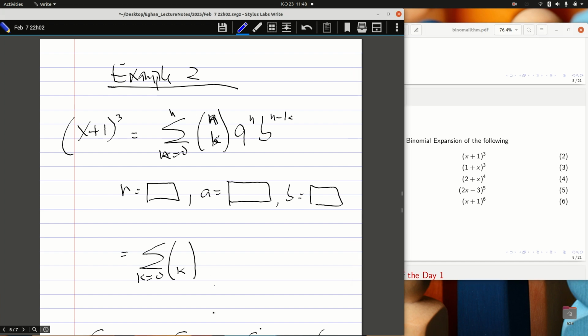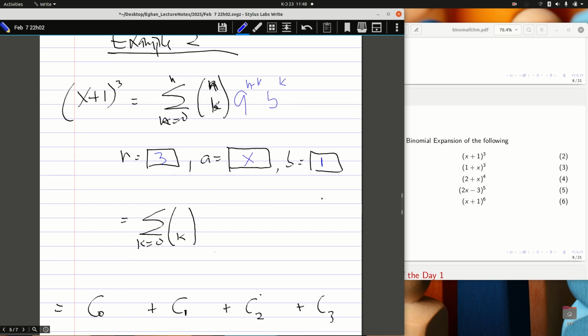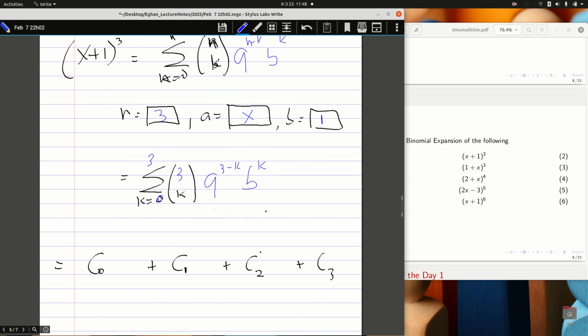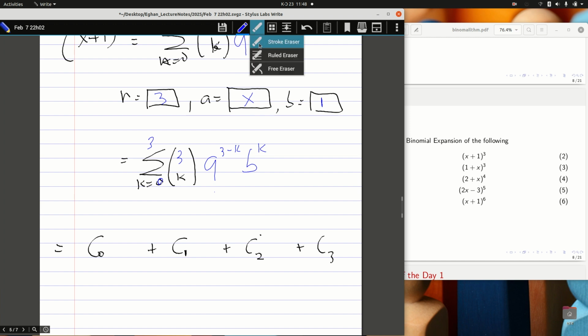And so I know this is the same as a to the power n minus k, and then b to the power k. Right, what is my n? My n is 3, my a is x, my b is 1. This is just like the first example. And so I know I'm going to run k from 0 to 3 here, a to the power 3 minus k, and then b to the power k. This will be my expansion. But let me do the substitution quickly. This is the same as x, and this is the same as 1.